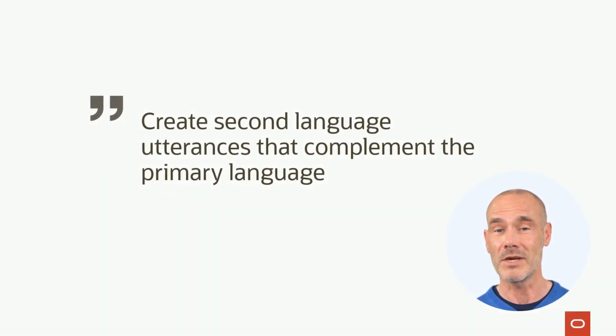Obviously, if you can add utterances to the secondary languages, it will make the model even better. You don't need to add the same number as for the primary language. Aim at 20 to 30% of that. And do involve native speakers instead of translation services.